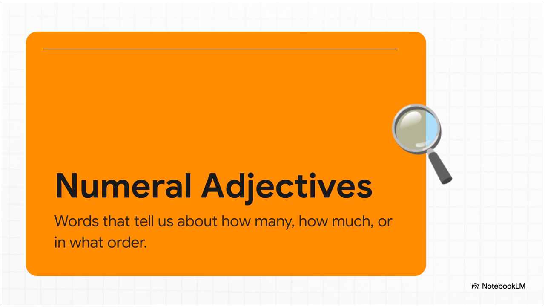So what's the official name for these things? Well, they're called numeral adjectives. I know it's a bit of a fancy term, but all it really means is words that tell us about quantity. They're like these tools in our language toolkit that let us be super precise or intentionally vague. It all depends on what we're trying to do.